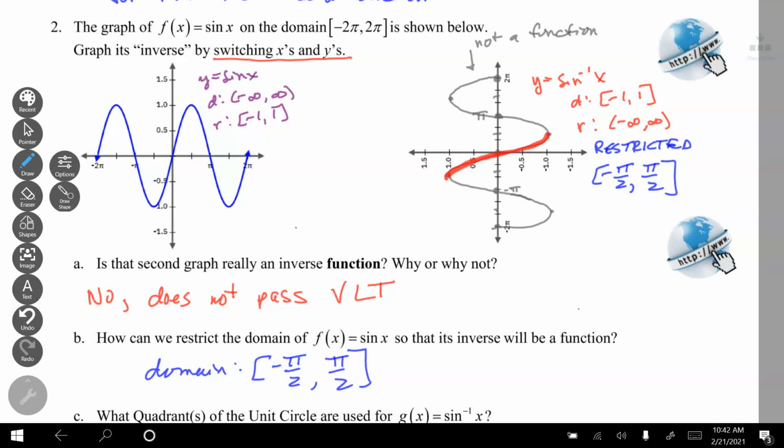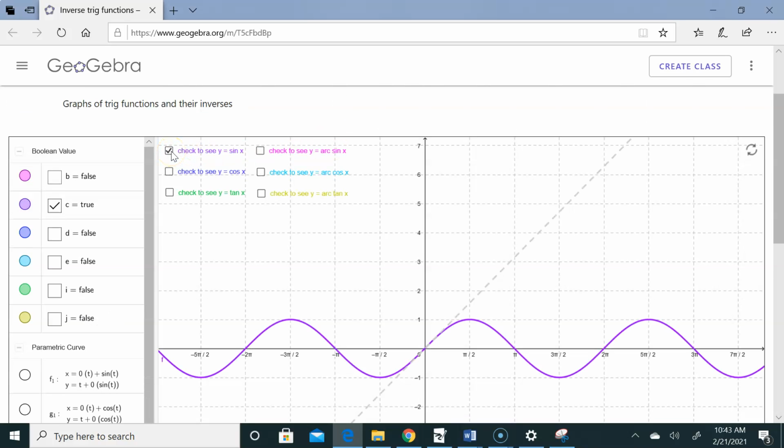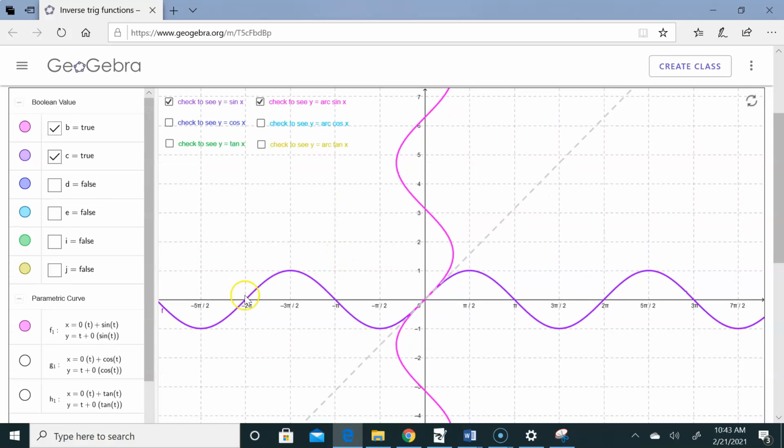Now I'm going to touch these little globes. They're going to send us to a link, and you're going to see what I mean, what the function and what the inverse look like. So I'm going to show you the graph of sine by checking the box. And there's a sine graph. And another word for inverse sine is arc sine. We'll talk about that in a minute. And we'll look like that. And you can see it is not a function when I do all that. Okay, so we had to restrict what we're doing.